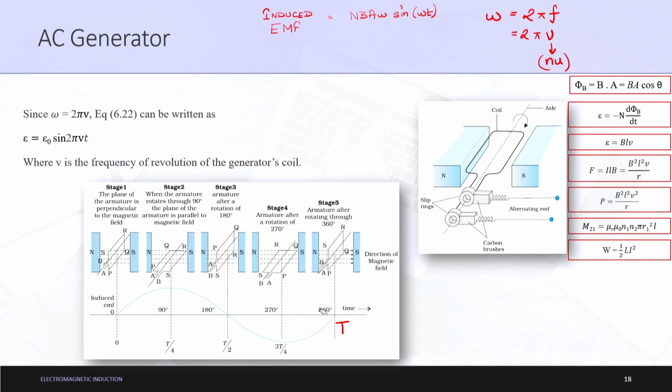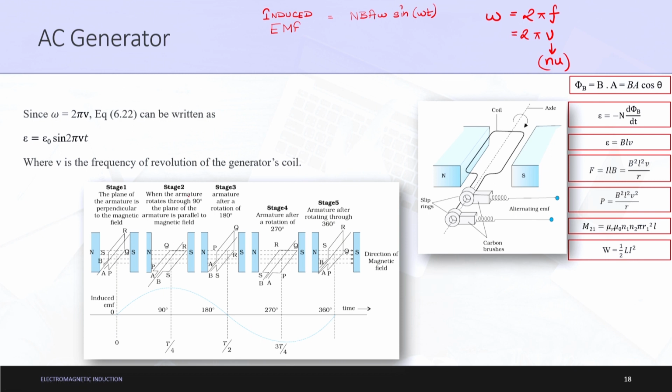Then you can directly understand from this sin omega t term that this will be a wave-like value which will be positive till T by 2, and then it will go down from T by 2 to T. Look over this: stage 1, stage 2, stage 3, stage 4, stage 5. Stage 1 is the plane of the armature perpendicular to the magnetic field, as in this is the value of the magnetic field involved, and this is perpendicular. Because it is perpendicular, the value of EMF induced will be 0.